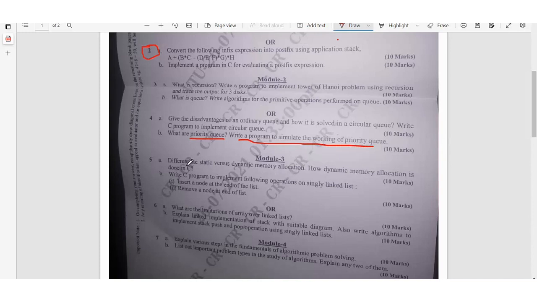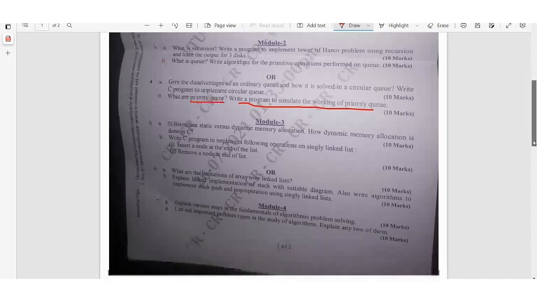Then module 3, it is: differentiate between static versus dynamic memory allocation, and how dynamic memory allocation is done in C. Okay, that is question number 5A. Now let's see 5B. Write a C program to implement the following operations on a singly linked list: insert a node at the end of the list and remove a node at the end of the list.